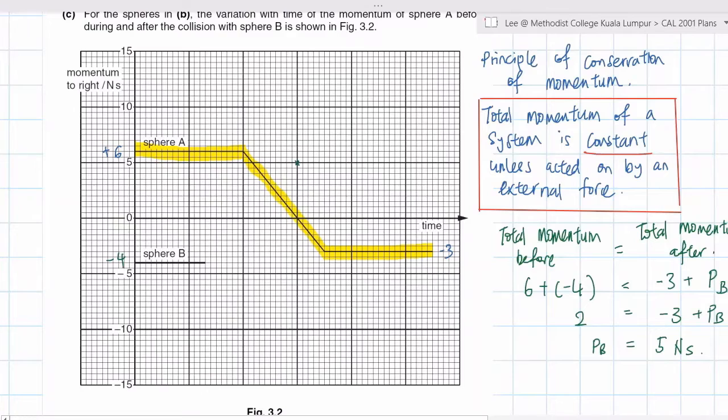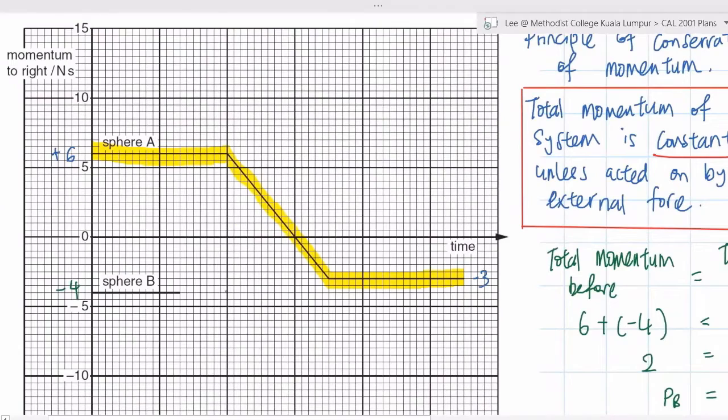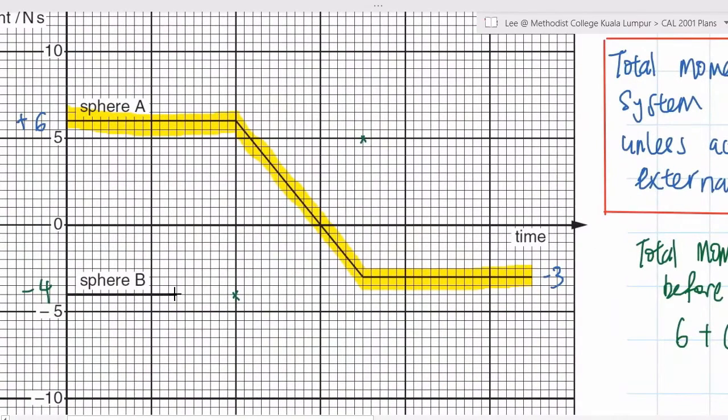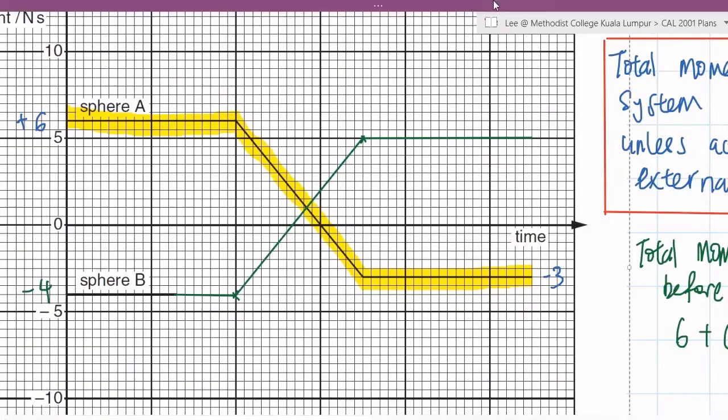So if you just look at A alone, A decreases. If you look at B alone, B increases. So we're going to try to draw this to increase to positive 5. Now when drawing this graph, make sure that the change happens across the same time. So you can see I make sure that when sphere A begins to decrease, sphere B will increase, and they occur simultaneously at the same time.